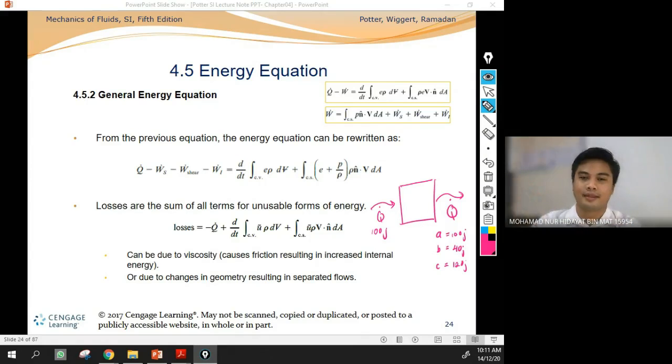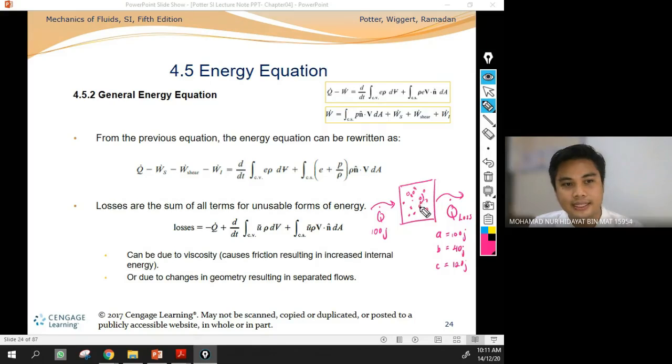So basically the energy here will be lost due to the two terms: the energy loss plus the internal energy here. Remember that once the heat goes into the system, this particle will receive the heat energy. Once it receives the heat energy, it will vibrate. It will rotate. So it will also receive the energy.